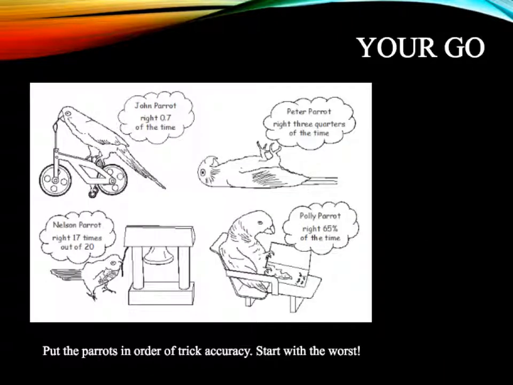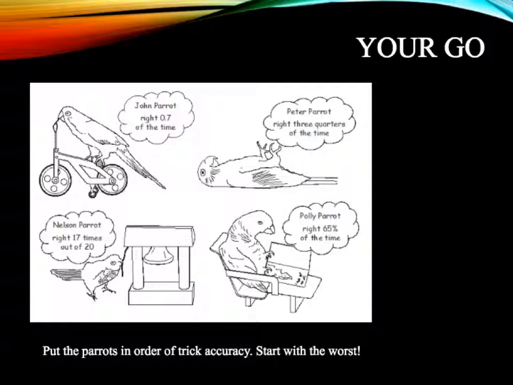Okay, this is one for you to have a go at. This is a bit of a silly question, but I'd like you to work out which of these parrots has the best trick accuracy. And I actually want you to order these, starting with the worst one. You'll notice that this is a mixture of decimals, percents, and fractions. So pause the video, have a go, and let me know how you got on.